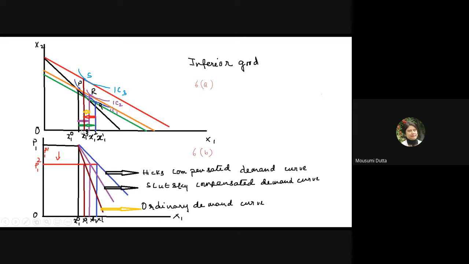However, look at this diagram. First, by the Hicks substitution effect, I'm coming here. And then by the income effect, I'm moving in the opposite direction.